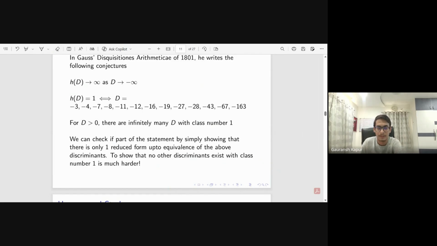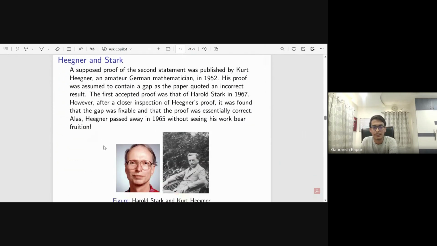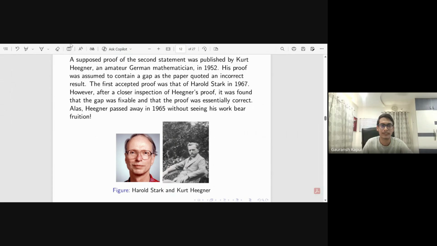So this is the story. Heegner and Stark are two mathematicians. A supposed proof of the second statement, the class number 1 problem, was published by Kurt Heegner in 1952. Kurt Heegner was actually a radio engineer who was also dabbling in some mathematics along the way. He published a proof of this problem, but his proof was supposed to contain a gap because some result that he had quoted was incorrect.